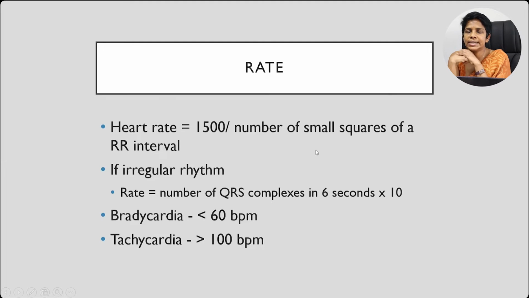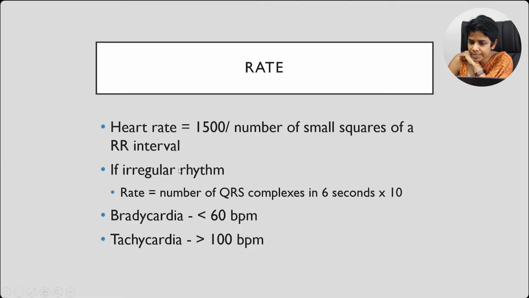So, how do we calculate the rate of the ECG? Simple. You know the speed of the ECG machine, the speed of the paper is 25 millimeters per second. So, you calculate the number of small squares between one R wave to the next R wave, and you divide 1500 by that number. That will give you the heart rate. This applies for the regular heart rhythm.